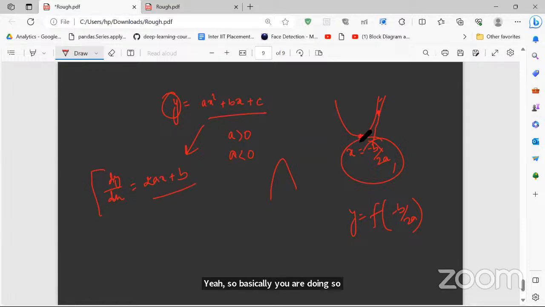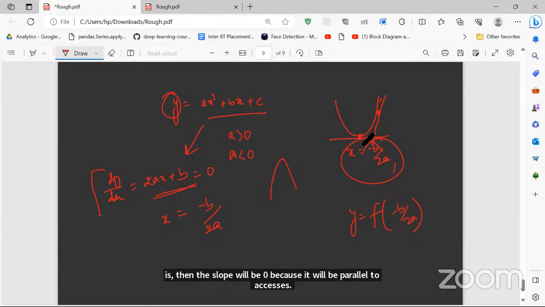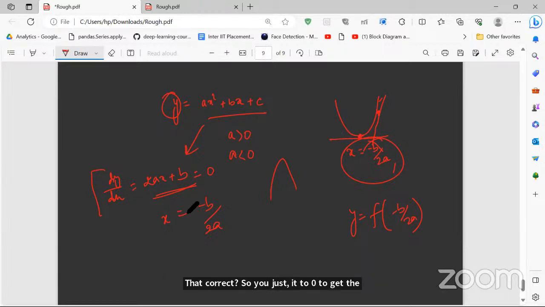And you are already aware that if this is the vertex, then the slope will be 0 because it will be parallel to the x-axis, correct? So you just equate it to 0 to get the value of x here, which gives minus b by 2a. At any x point you get the slope like this, and at the vertex you equate it to 0 because the slope will be 0 at that point. So you equate it to 0 and you get the value of the x coordinate.